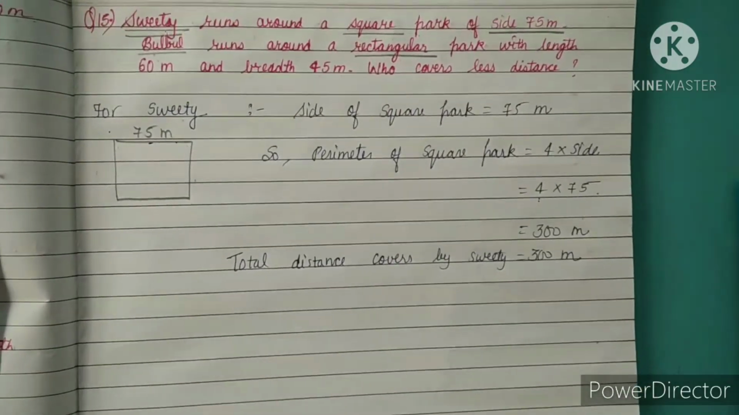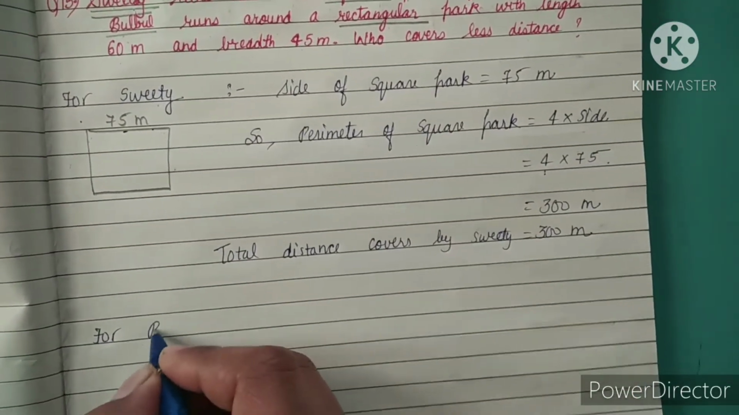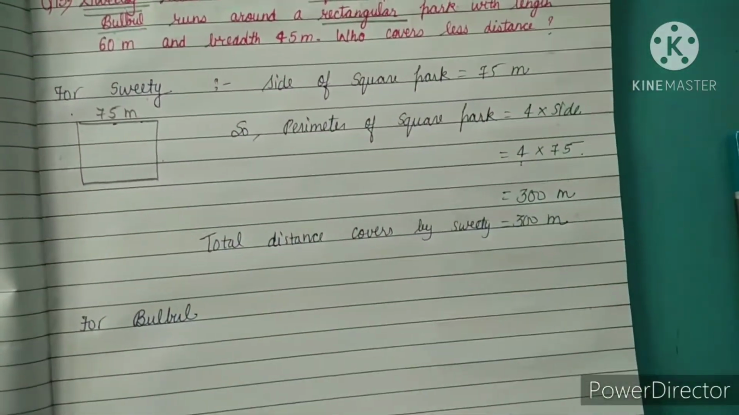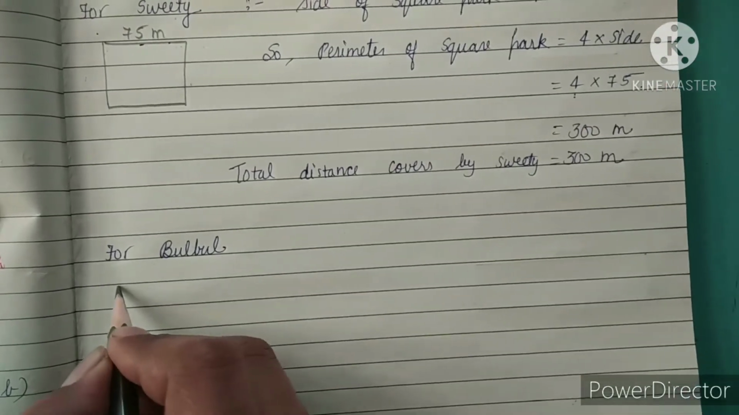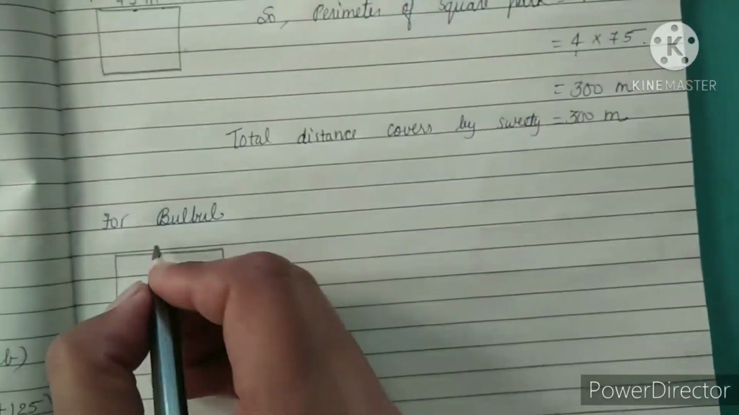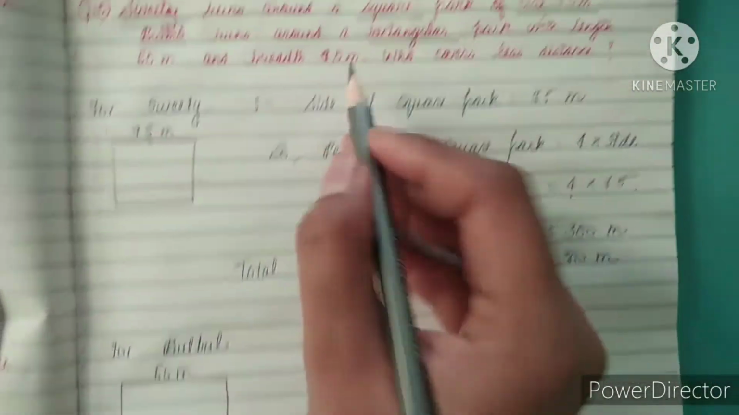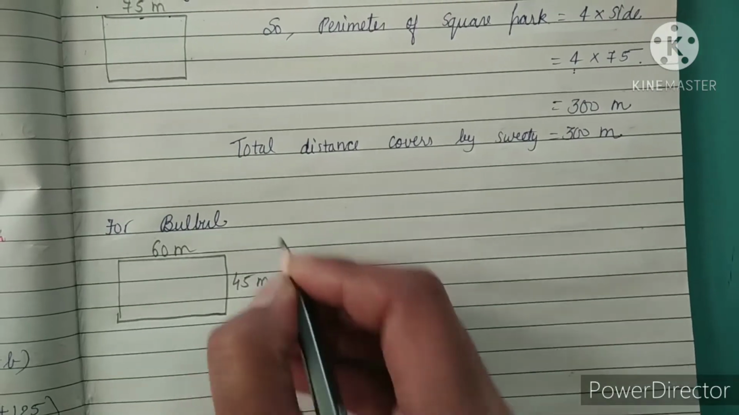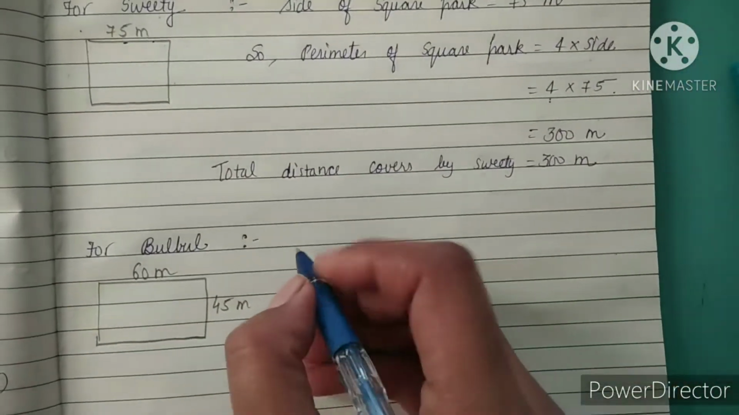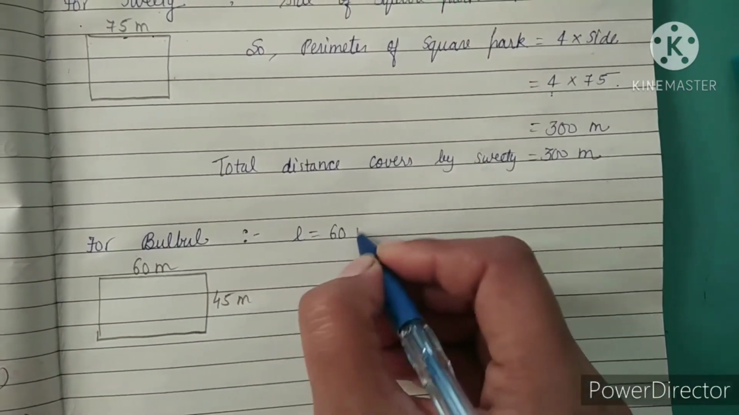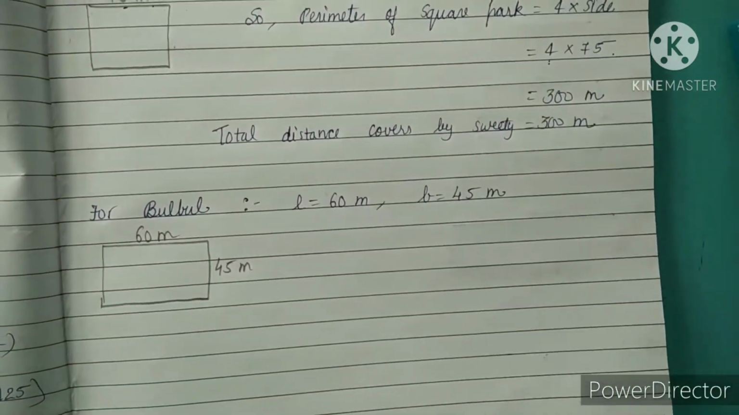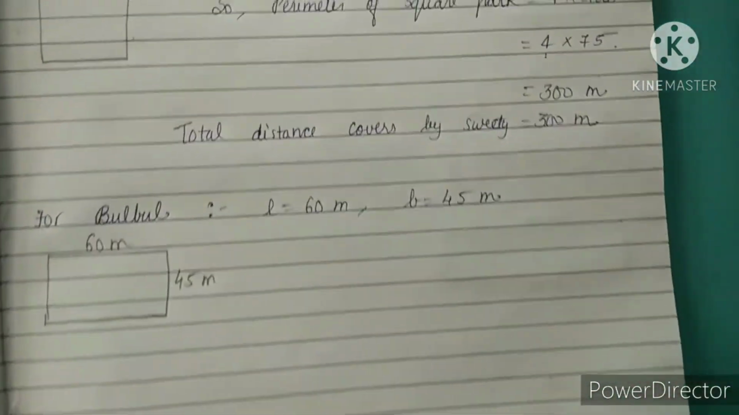Now for the next girl, whose name is Bulbul. Bulbul is running around the rectangular park whose length is 60 meter and breadth is 45 meter. So let's take out how much Bulbul is running. Length is 60 meter, breadth is 45 meter. So let's take out all around the boundary of the park.